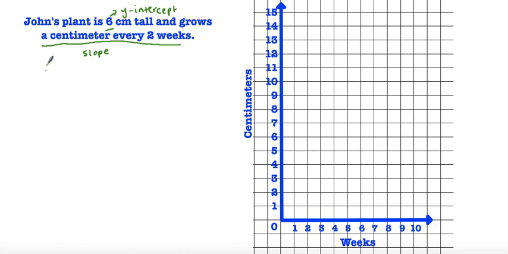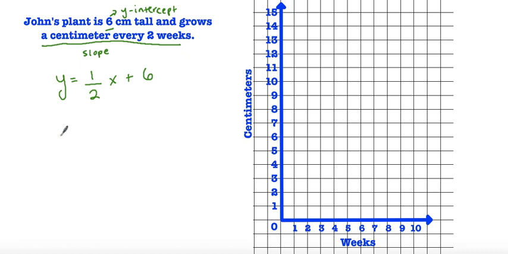So in order to represent this in slope-intercept form, we're going to write out y equals, and our slope here is 1 centimeter every 2 weeks. So our rate here would be 1 centimeter every 2 weeks. And that's why we have half. Since if it's 1 centimeter every 2 weeks, then it's half a centimeter per week. So a half x plus our initial value of 6 centimeters.